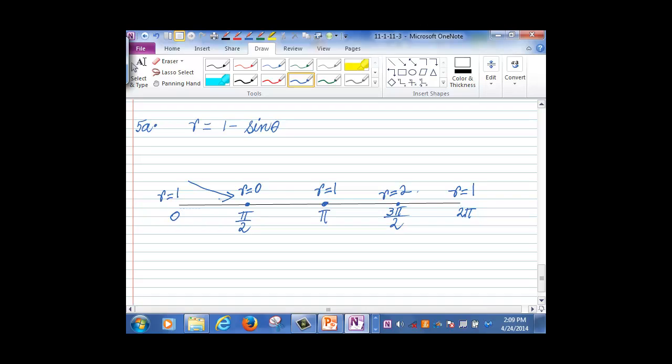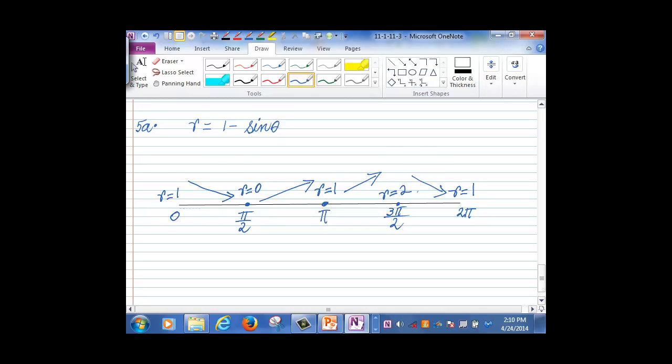Between pi over 2 and pi, it is increasing very clearly, because between pi over 2 and pi, sine of theta is decreasing from 1 to 0. So 1 minus sine theta will in fact be increasing. And then it's increasing still here, right? And then right at the end, it is decreasing here. Is everyone okay with that?